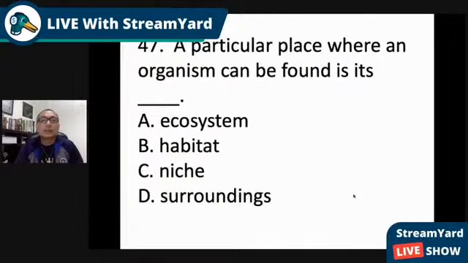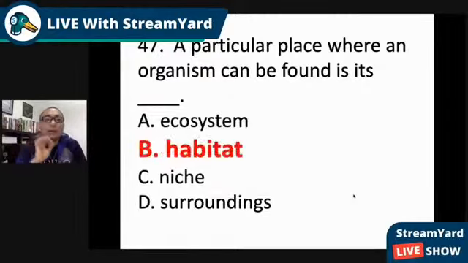47. I'm sorry, I have to move fast. A particular place where an organism can be found is what? A particular place where an organism can be found is its what? Ecosystem, habitat, niche, or surroundings. Okay. This is still earth science. No? A place where an organism can be found is its habitat. Okay, habitat.